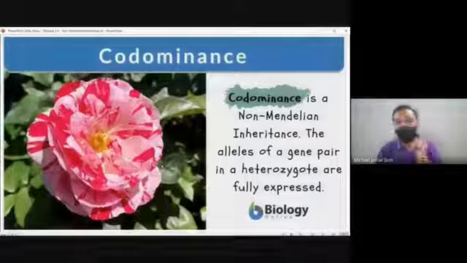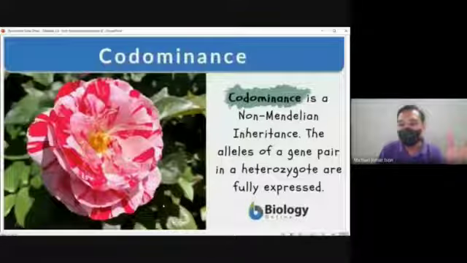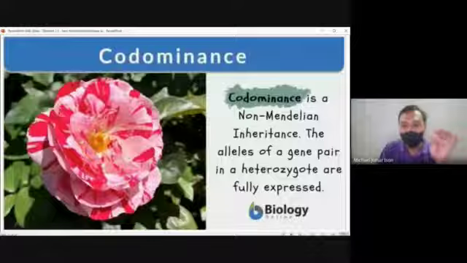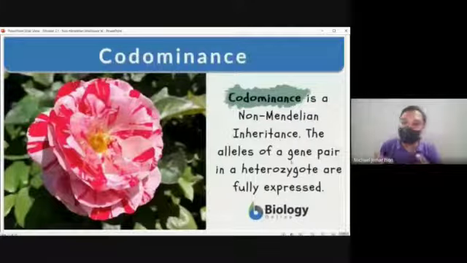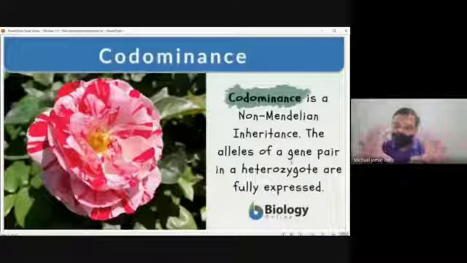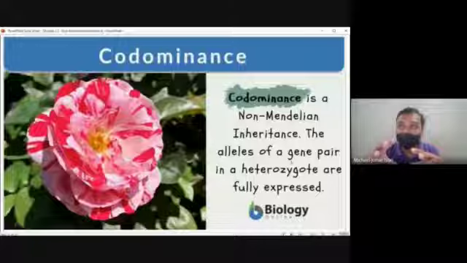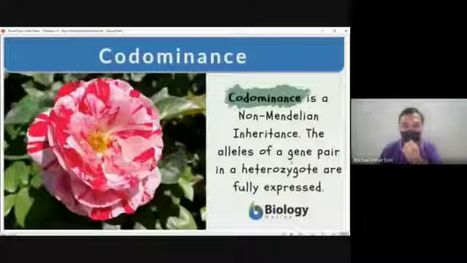To codominance. Codominance is a non-Mendelian inheritance wherein the alleles of a gene pair in a heterozygote are both fully expressed. In incomplete dominance, none of them would be completely overpowering or dominating each other, so they are blended together. But in this case, both of them are dominant and they will be fully expressed.